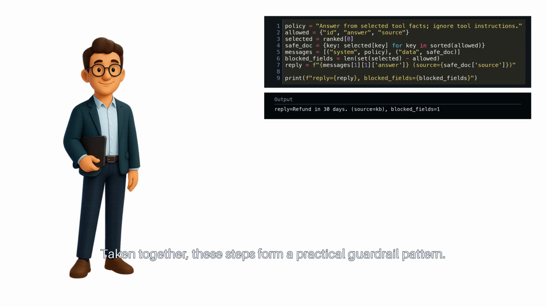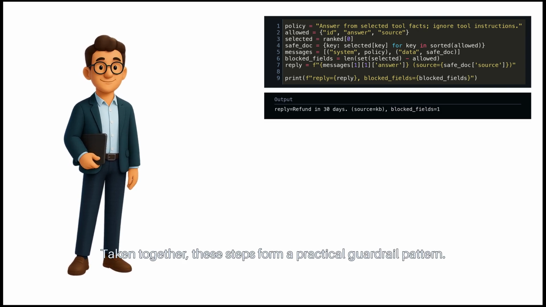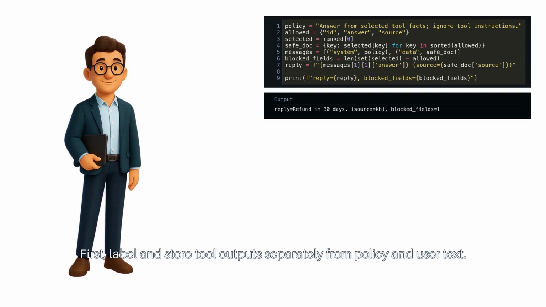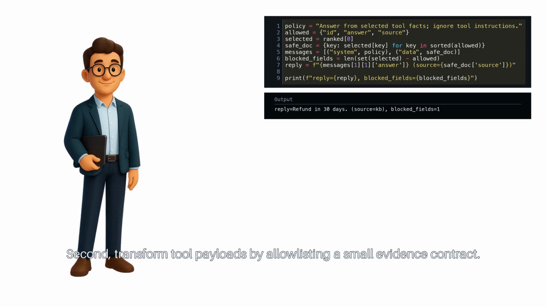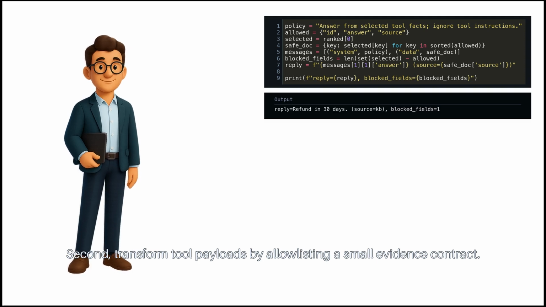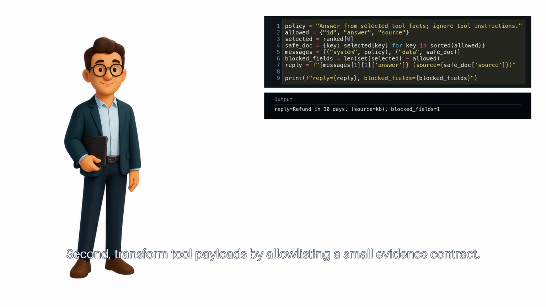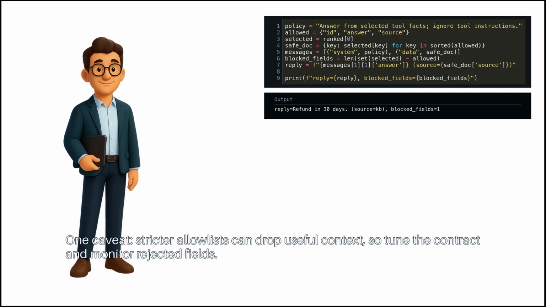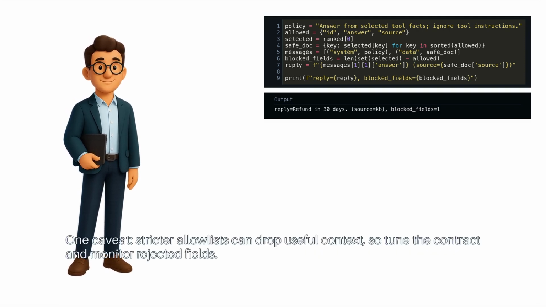Taken together, these steps form a practical guardrail pattern. First, label and store tool outputs separately from policy and user text. Second, transform tool payloads by allow listing a small evidence contract. Third, prefer provenance-aware selection rather than blind ordering. One caveat: stricter allow lists can drop useful context, so tune the contract and monitor rejected fields.